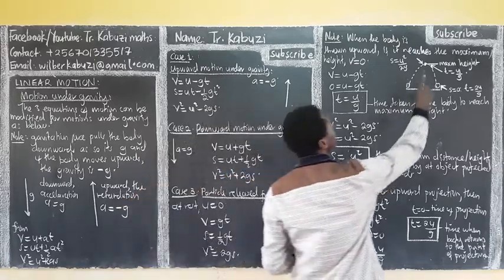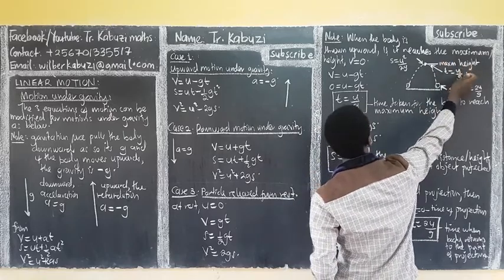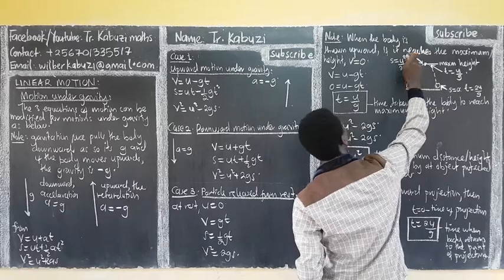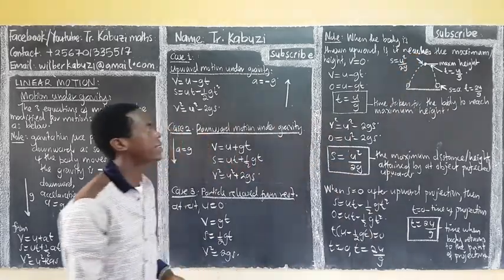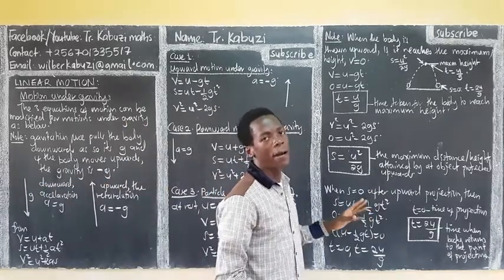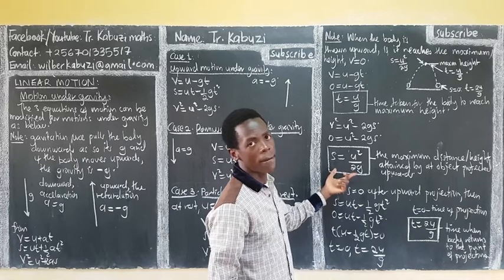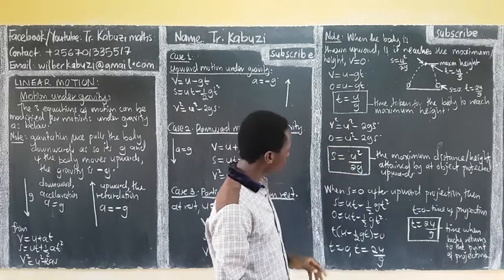So at this point, our time is t equals u over g, given by initial velocity over the gravitational force. And this one is given by initial velocity squared over twice the gravitational force. Now, whenever they ask you to get the maximum height, always just use this formula, because at maximum height, this is how we have generated them.